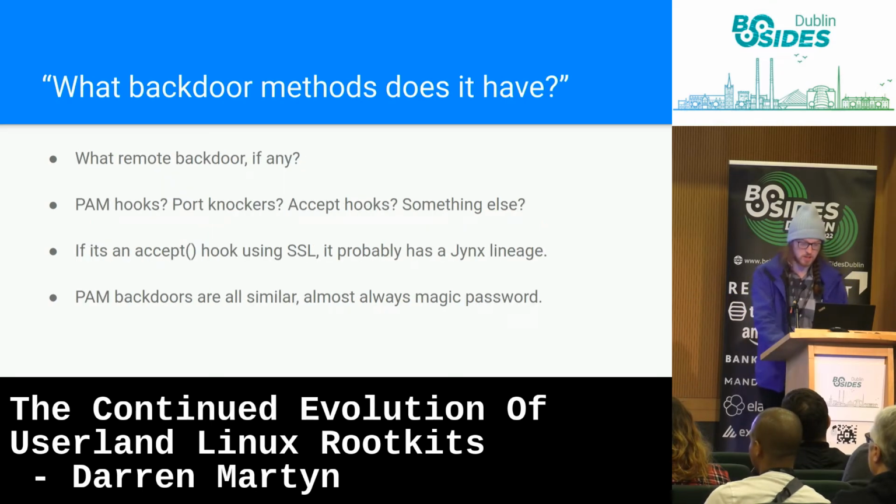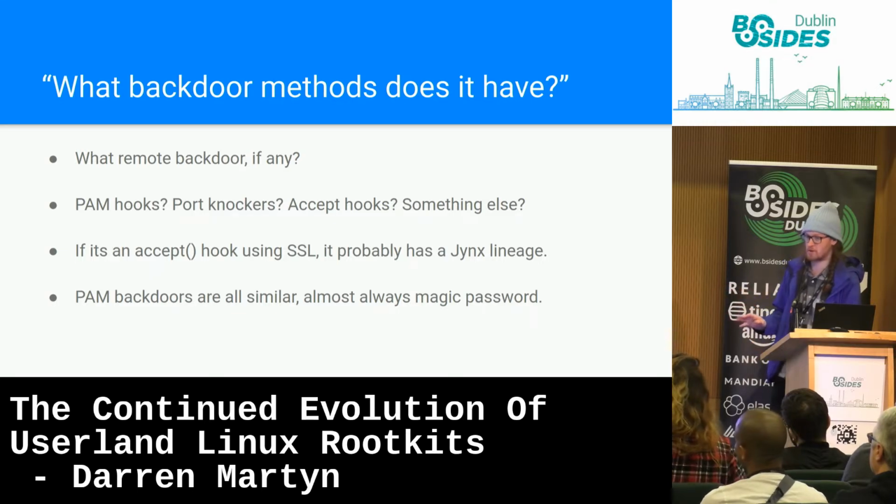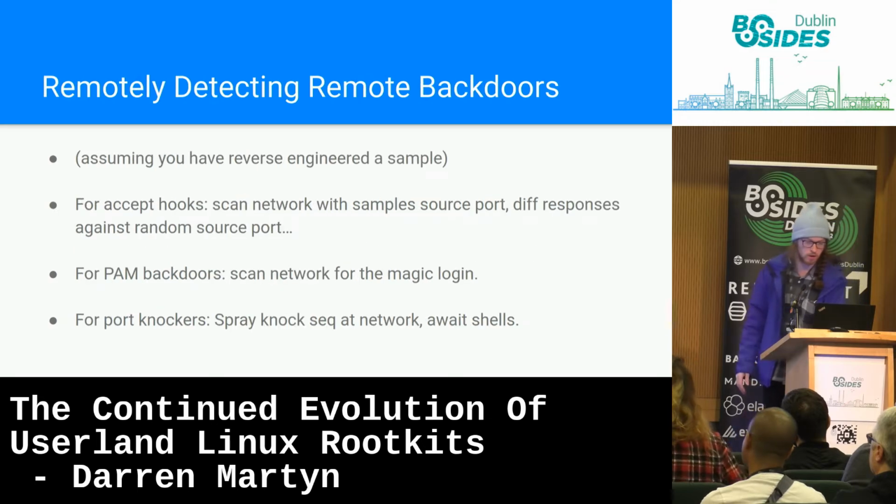Identifying what backdoor methods it implements is important, because if it's got an accept hook using SSL, you're looking at a Jynx variant every single time. If it's doing a PAM backdoor, it's going to be magic password based every single time. They're all very similar. They're all copy and pasted from the same code.